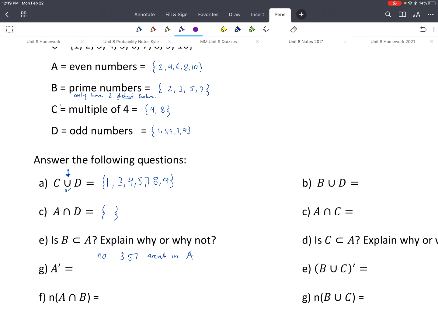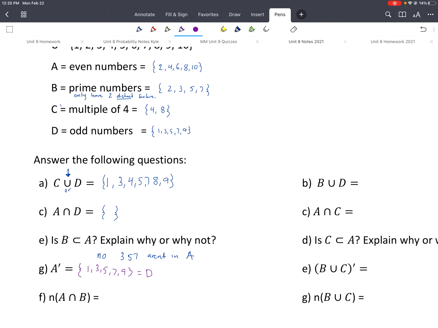Okay? A prime, we kind of talked about A prime. So A is the even numbers. So the complement of A would be all of the odd numbers. So we could do 1, 3, 5, 7, and 9. Or another way you could have just said was D, because D is the complement of A, and A is the complement of D.